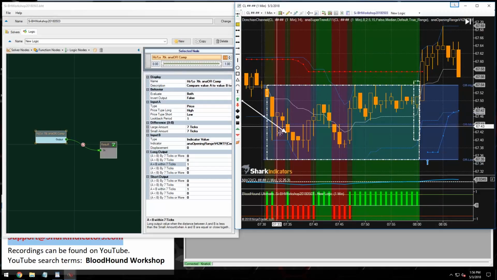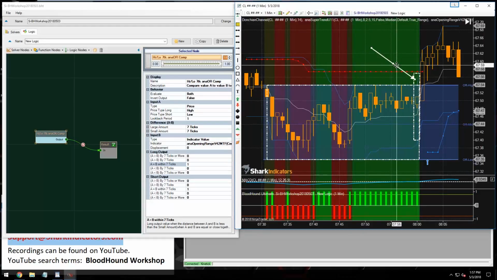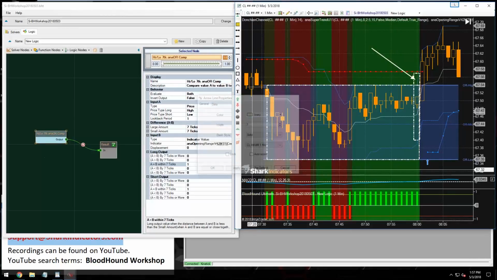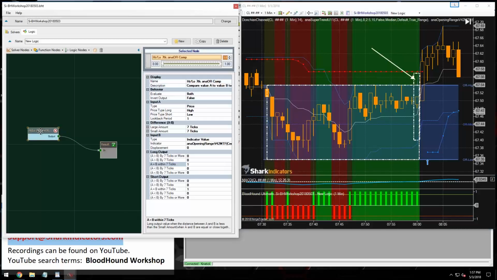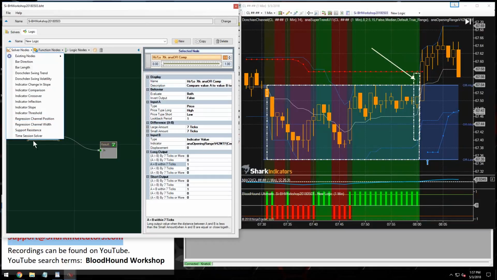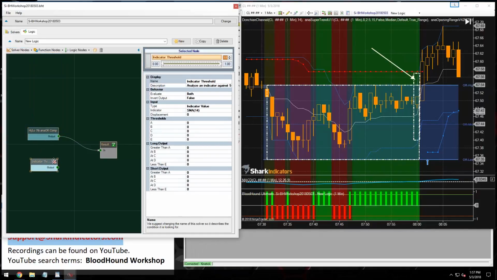And then vice versa. Well, actually, remember, we're going to isolate it. Remember I said earlier we would isolate it to the last minute here. Yeah, so let's work on that part. All right, so I'm going to use a threshold solver with this.